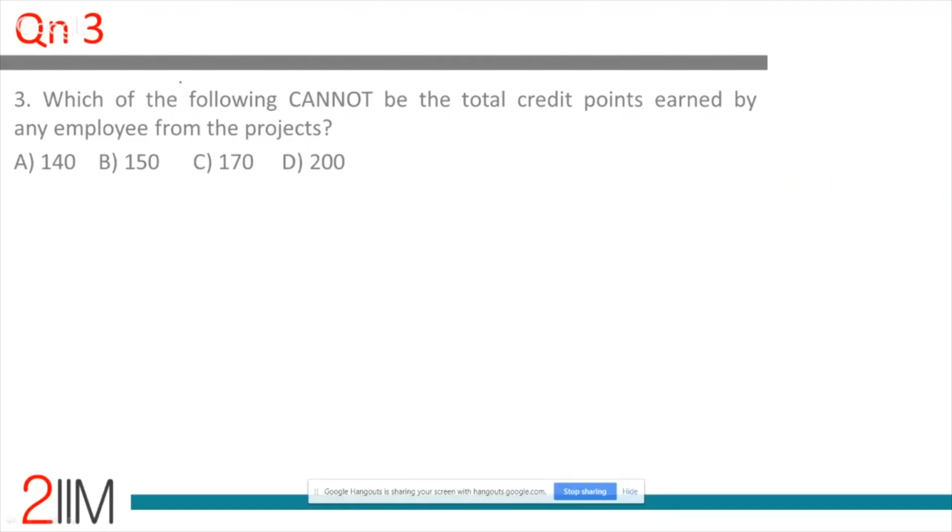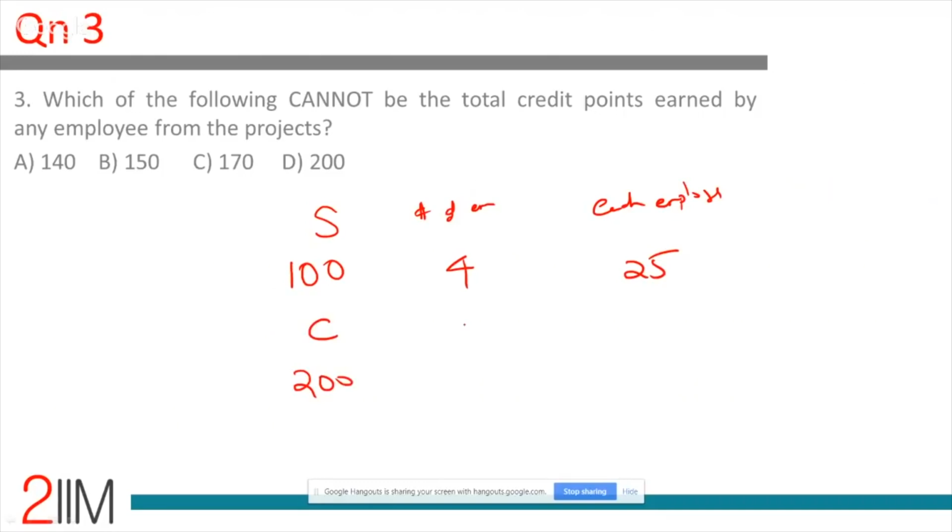Because the following cannot be the total credit points earned by any employee from the projects. Remember, if you're doing a standard project, you get 100 points totally. The number of employees in this project is 4. So each employee gets 25 points. If you do a challenging project, then you get 200 points. The number of employees is 5. Each one will get 40 points. This is all we need to know. Each project, an employee can get 25 points or 40 points.